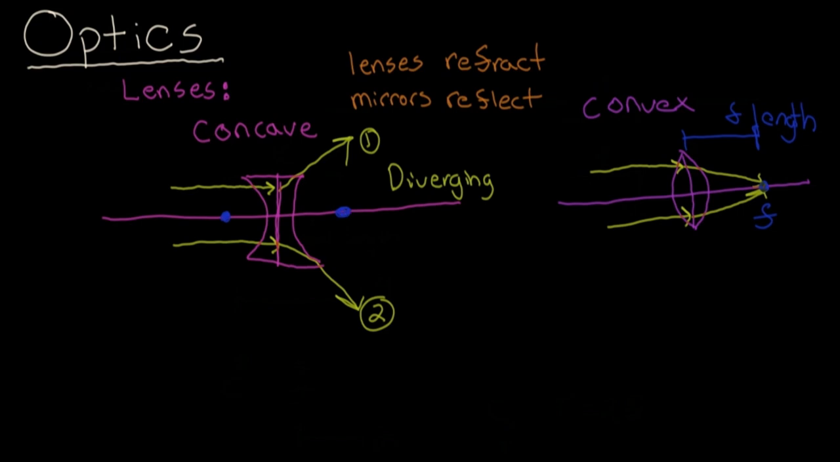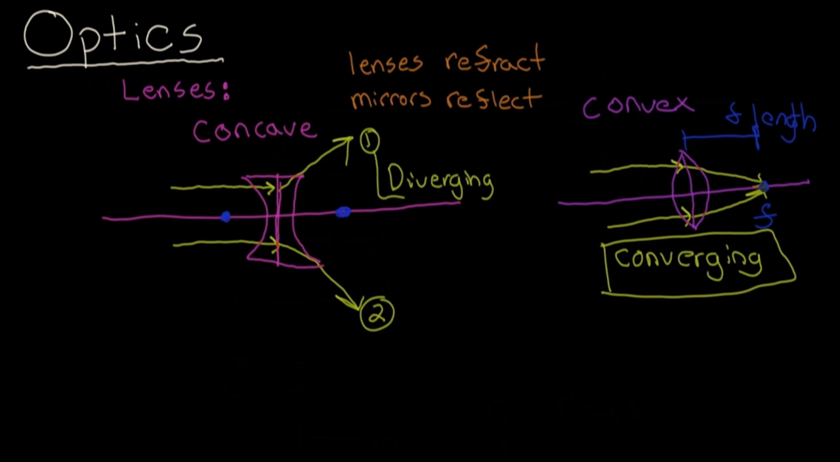I think the biggest thing to realize between these two lenses is how these light rays are interacting with the lens. Here on the convex lens, we can say that they're converging. So we can label that converging rays. And that's why convex lenses are also known as converging lenses, right? So understand these relationships between the two.